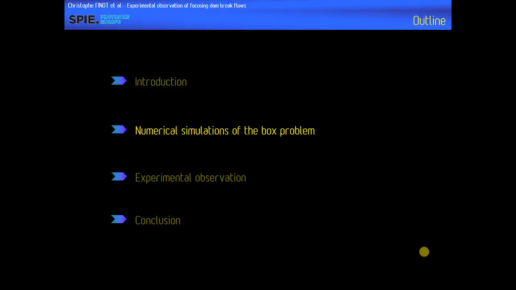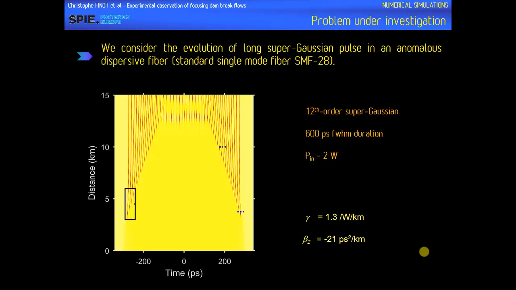So, now, what have we studied more precisely? Well, here we were interested in the propagation of a box, so a super-Gaussian pulse, that evolves in a nonlinear fiber, but this time not in the normal regime of dispersion, but in the anomalous regime of dispersion.